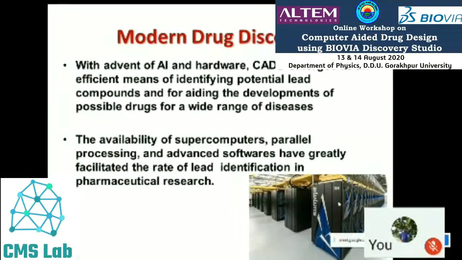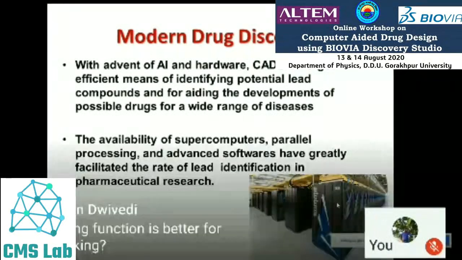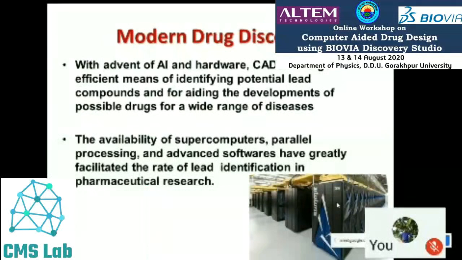So with the advent of AI and hardware, CADD has emerged as an efficient means of identifying potential lead compounds, which will aid the development of possible drugs for a wide range of diseases. It's not only for specific diseases that they use CADD nowadays; they are testing for multiple diseases and multiple targets. Especially the availability of supercomputers, parallel processing, and advanced software like BIOVIA and others has greatly facilitated the rate of lead identification in pharmaceutical research.